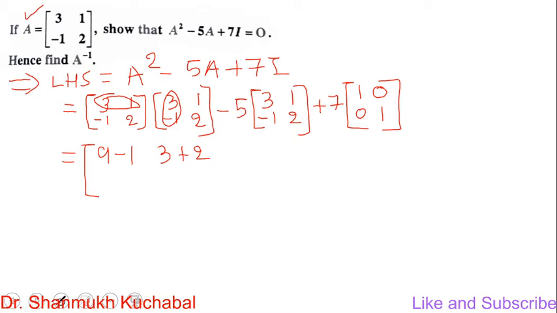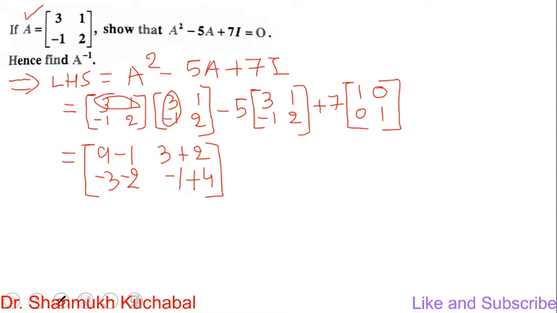Next second row is multiplied by first column. Minus 1 into 3, minus 3. Next plus 2 into minus 1, minus 2. Next minus 1 into minus, plus 1, minus 1. 2 into 2 it is 4. So matrix multiplication we have performed.